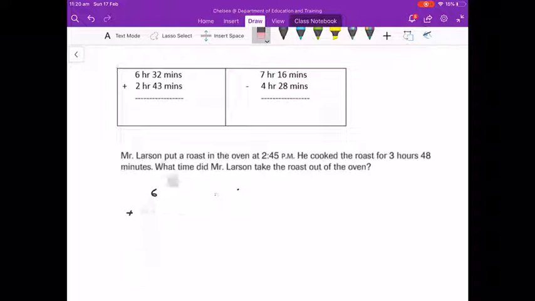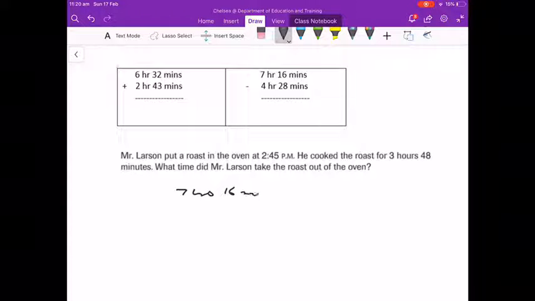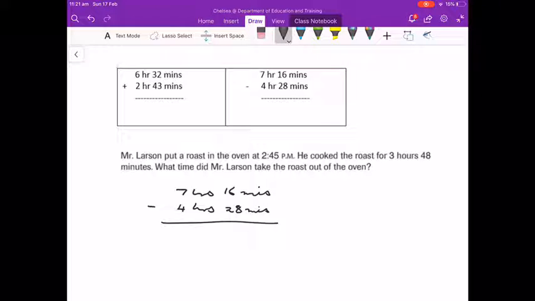Next question. We have 7 hours and 16 minutes. Subtract 4 hours and 28 minutes. Now before I do anything with that, I can't actually subtract 28 from 16. So I need to make that top number higher. How am I going to do that though?